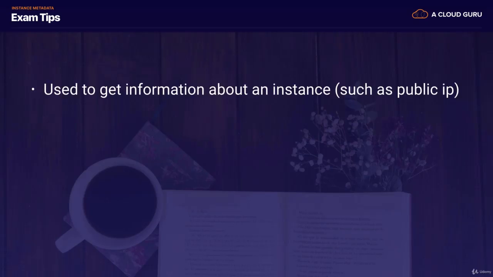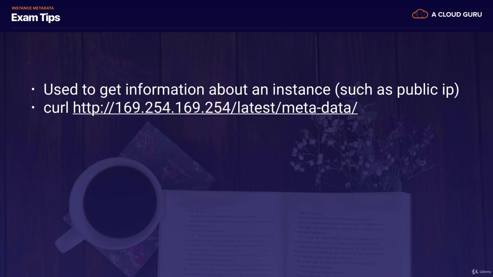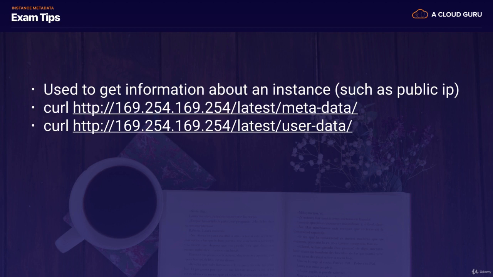So what are my exam tips? Just remember that metadata is used to get information about an instance, such as its public IP. And you can do that by running this command: curl HTTP://169.254.169.254/latest/metadata. And then you can also get your user data, and your user data will simply contain the Bootstrap script that you ran, and that's what's passed to it when it is first provisioned. And you can get that by running the curl command: 169.254.169.254/latest/user-data.